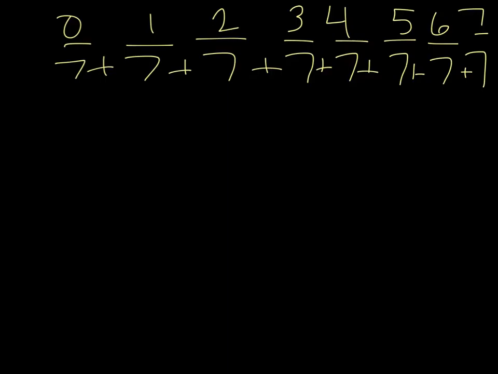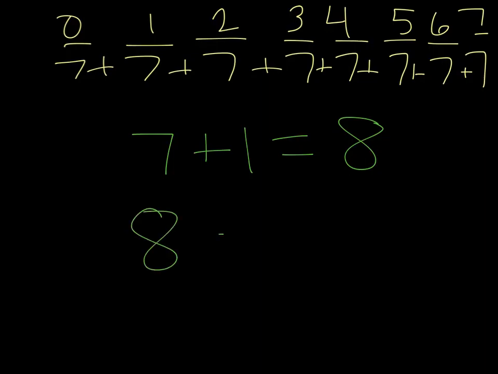Let's practice the strategy we just talked about with sevenths. If we were adding 0/7 all the way up to 7/7, we would take our denominator of 7 and add 1 to get 8. And then we would take that sum of 8 and divide it by 2 to get 4, which is what we found when we added the numerators together.